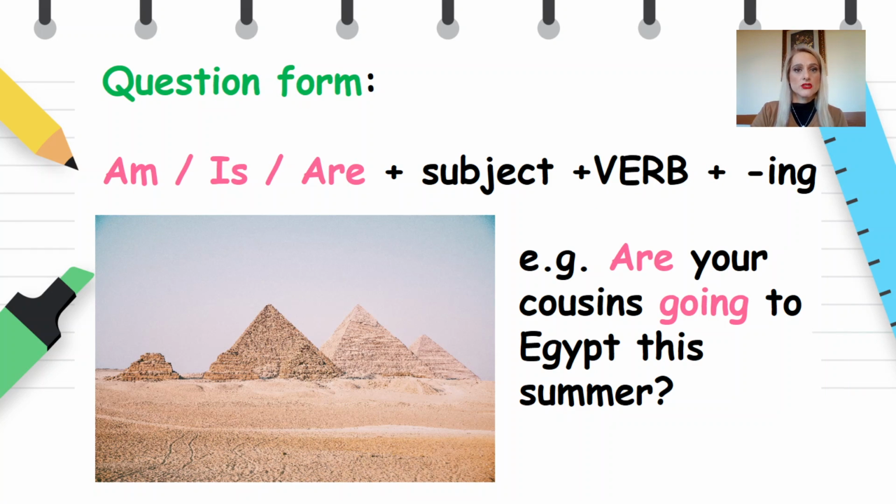This is the question form. The subject and the auxiliary just change their positions. So we start with the auxiliary, am, is, are, then we add the subject, the verb, and the ing suffix. And here it is in a sentence. Are your cousins going to Egypt this summer?